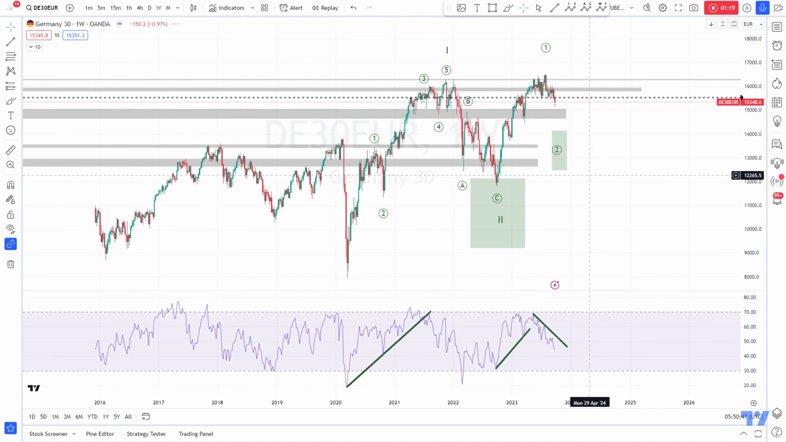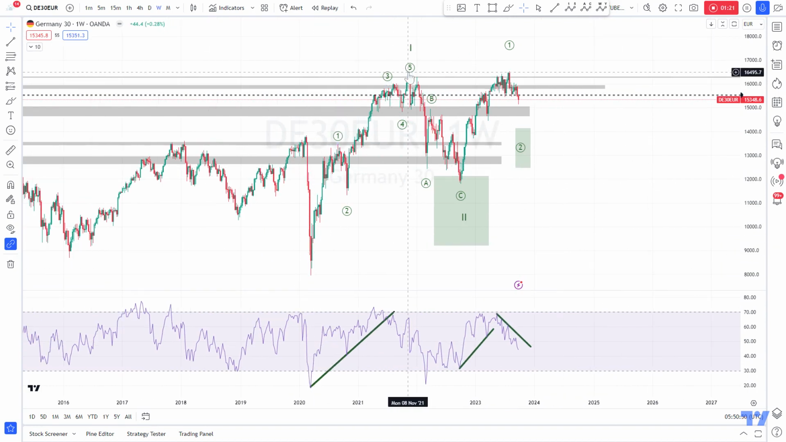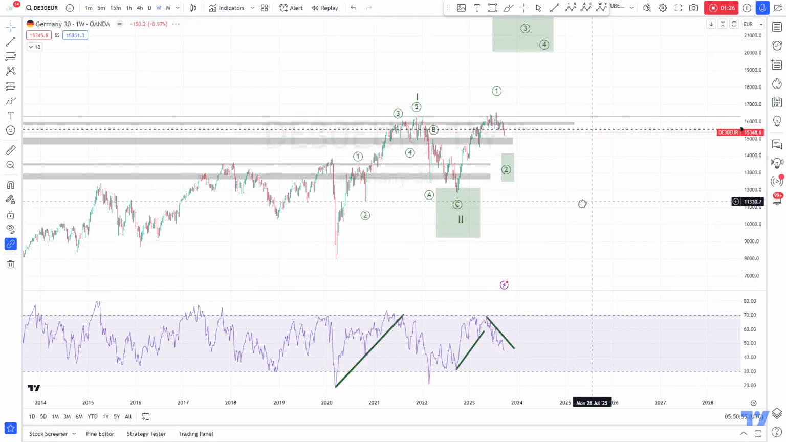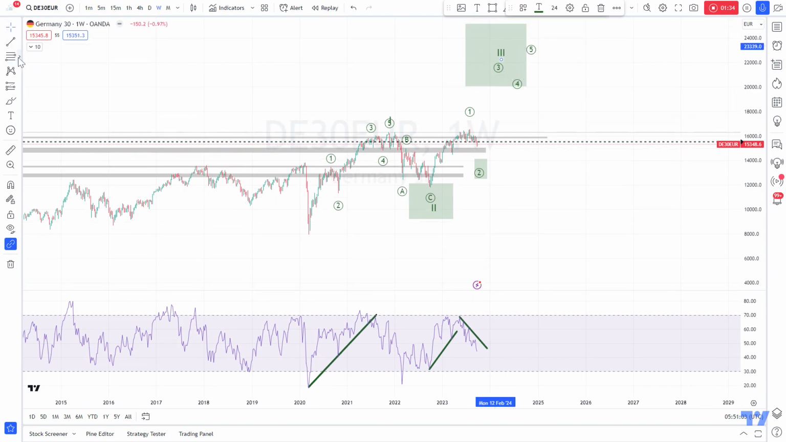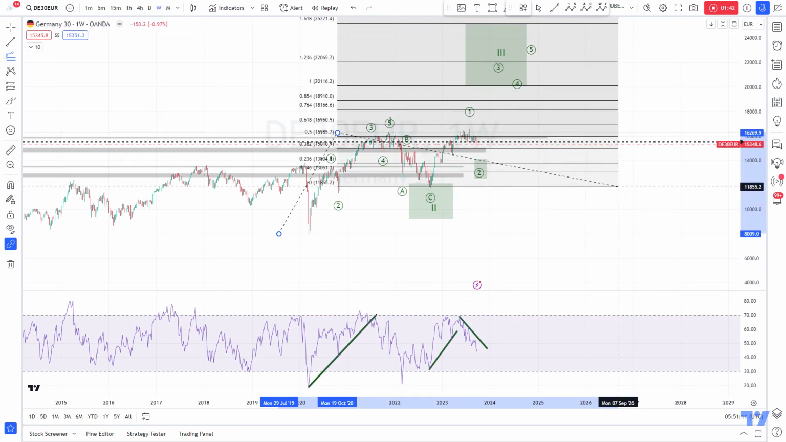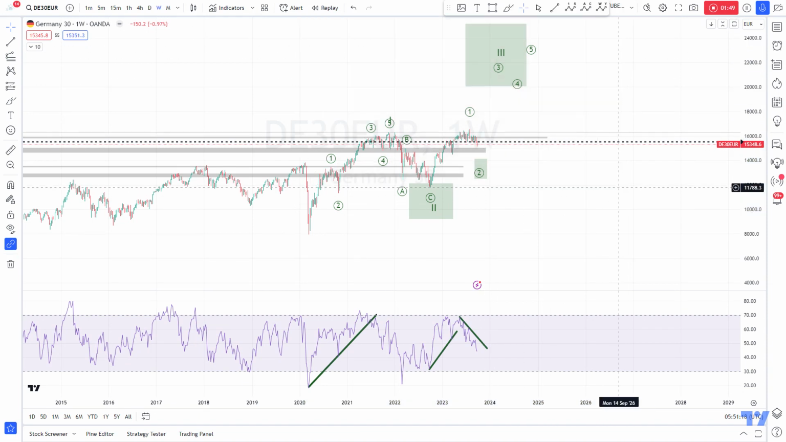Now, if this is the wave 1 in the higher degree, this is the wave 2 in the higher degree, then we can go up as a wave 3, or I mean, this is the wave 3 target here. If we take the length of the wave 1, the length of the wave 2, then we know that the wave 3 should go into the area between the 1 and the 1.618 Fib extension. Now, we will not go there as a straight line. We should go there as 5 waves.